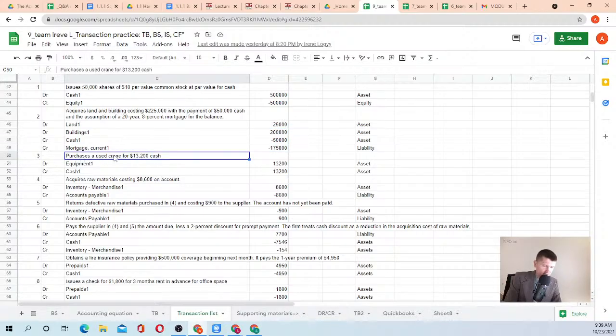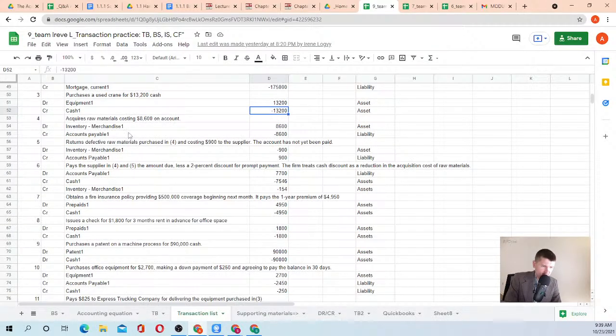Purchased a used crane for $13,200. Debit asset $13,200, credit cash. Asset increased in value, paid with cash. As straightforward as it can be.